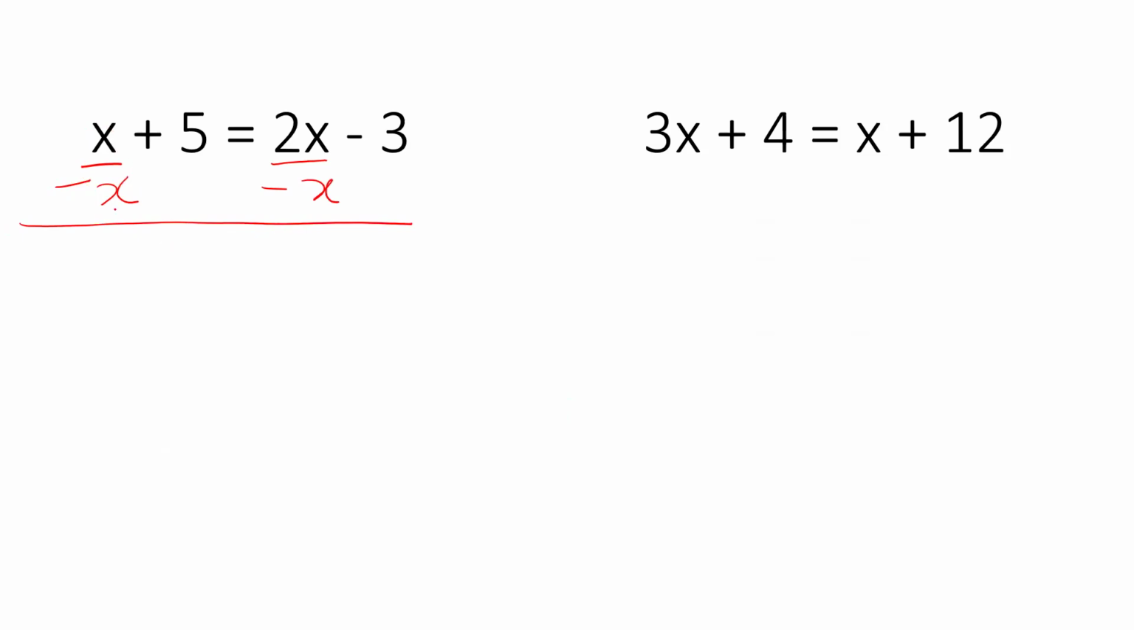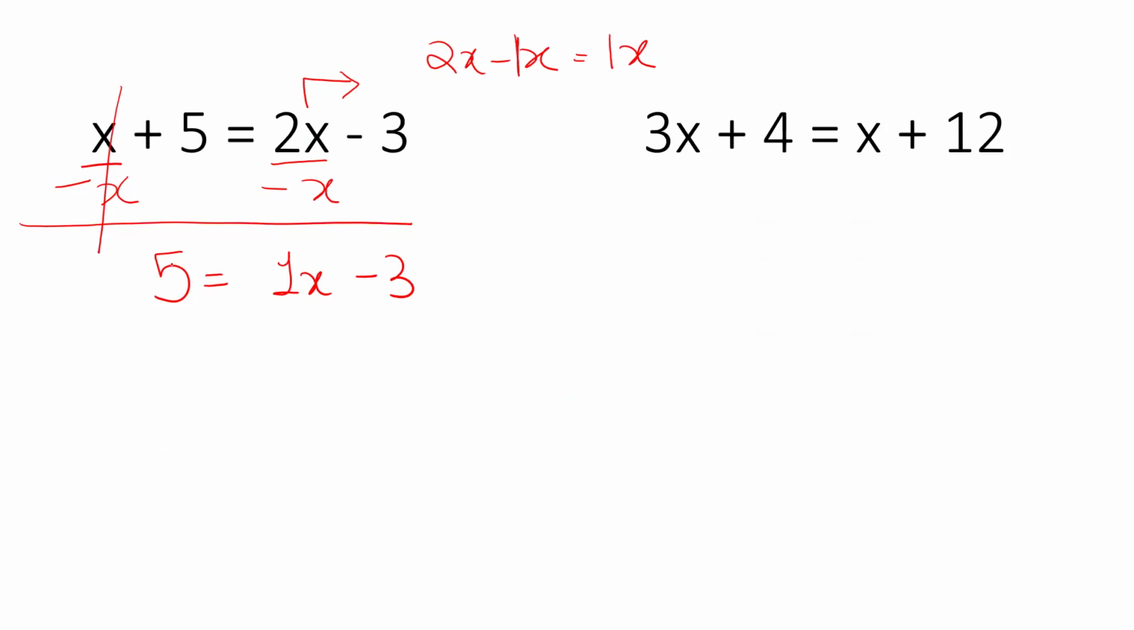So x minus x cancels out, and we are left with 5 equals 2x minus x, which is just 1x, and minus 3. Let me explain here that for 2x minus x, if there isn't any number in front, we consider it as a 1. So 2 minus 1 is 1, and then we write x there. You can also understand it as 2x minus x is 1x. And generally, we don't write 1 in front of x. So in the next step, you will see.